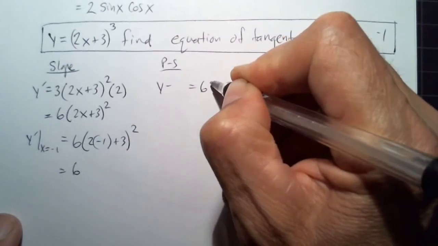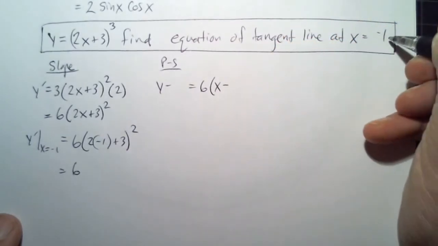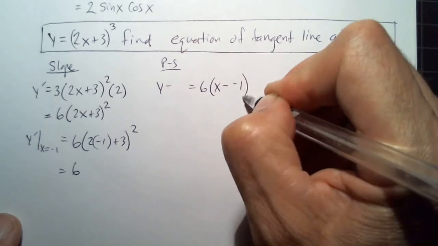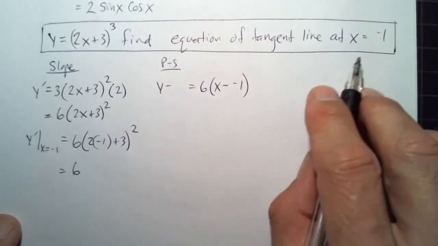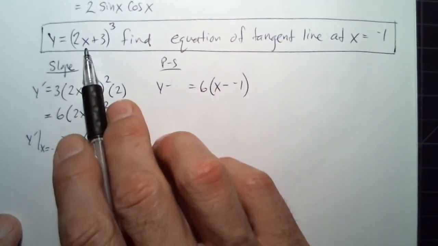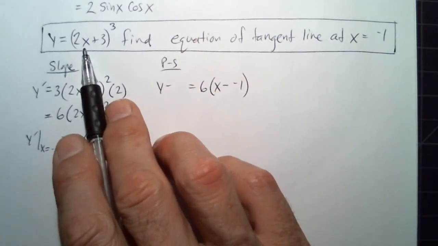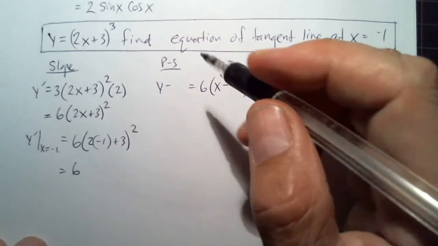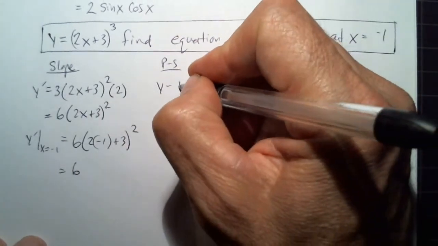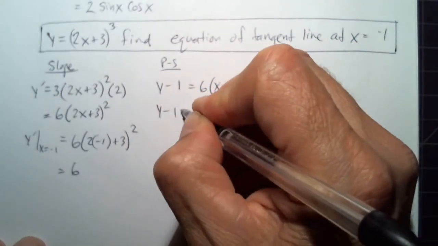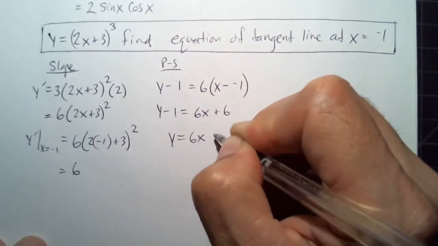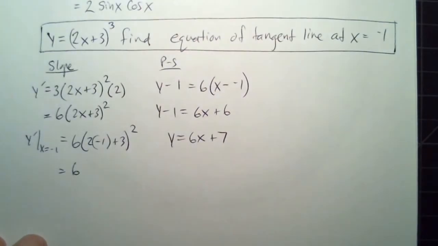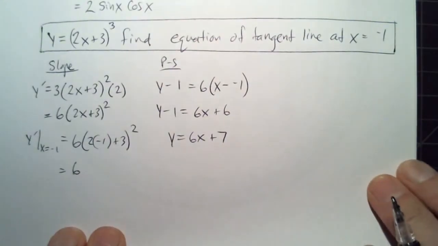And then we'll do point slope, y minus y1 equals m times (x minus x1). We need the y value when x equals -1. And if we put a -1 here, we'll have 1 cubed, which is 1. We have the equation of the tangent line.